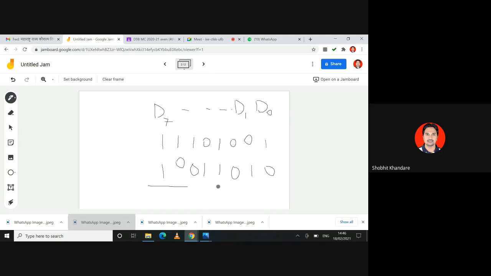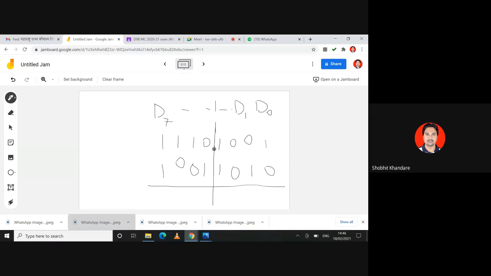Now, for better understanding, I am dividing this into two nibbles. Two nibbles means one nibble comprises 4 bits. So this is the lower nibble and this is the higher, upper nibble. Here also, lower nibble. So you should not have any confusion. So I am drawing this.